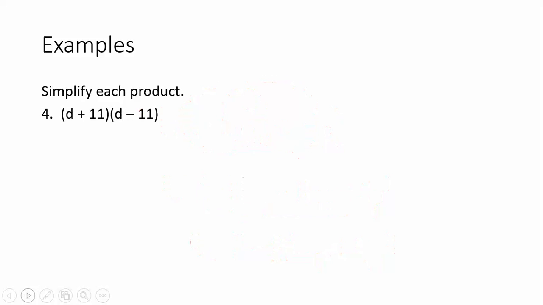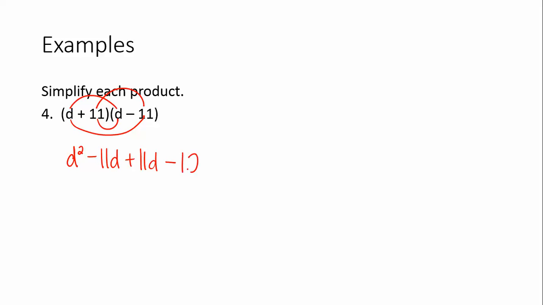Now let's talk about the last type of special case. This is when we have binomials that are identical, but our sign in the middle is opposite. So I have d plus 11 and d minus 11. We're still going to FOIL, so d times d, that's d squared. That's F for our first term. Our outside terms, d times negative 11 is minus 11d. Our inside terms, positive 11 times d is plus 11d. And our last, 11 times negative 11 is negative 121.